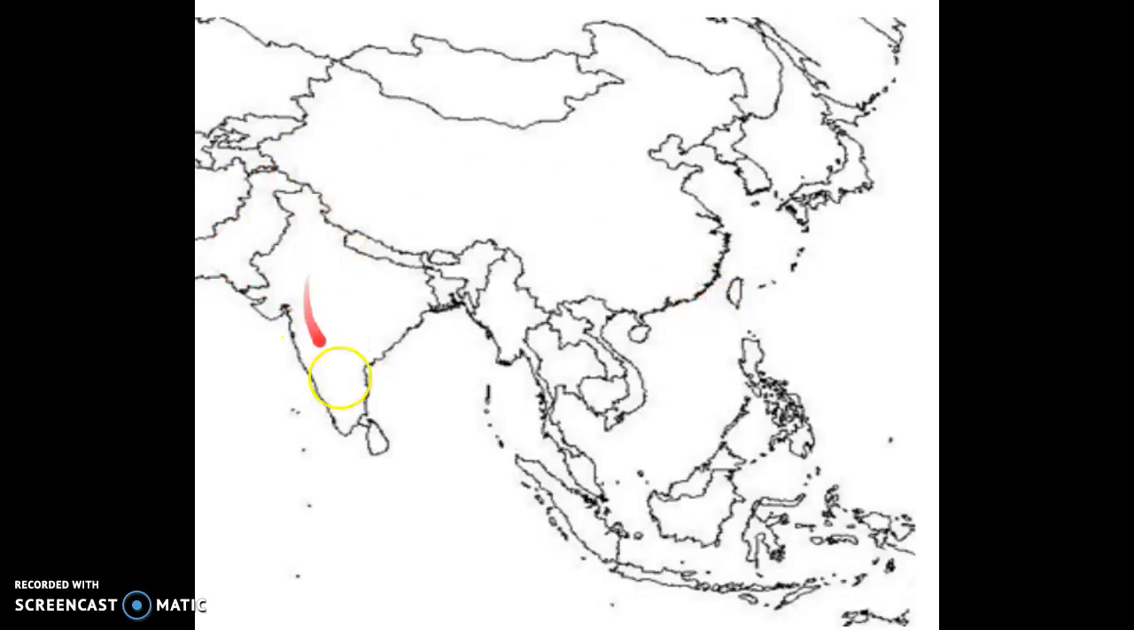So this country, this huge country, is going to be India. And then off the coast of India to the south, this country is Sri Lanka. So moving back up, right here between China and India is Nepal. And then this small country here is going to be Bhutan. And then this country right to the east of India is Bangladesh.